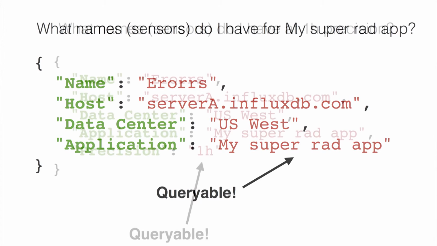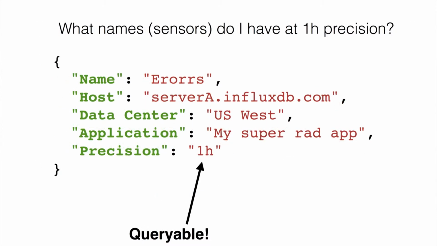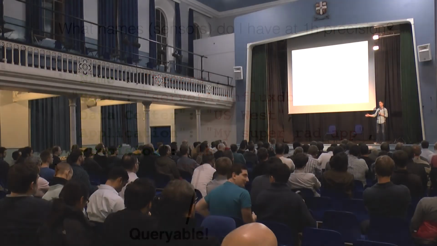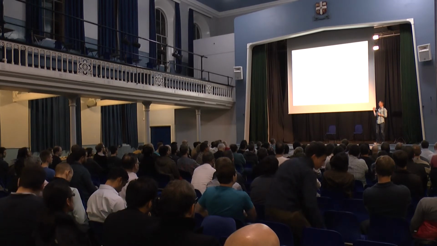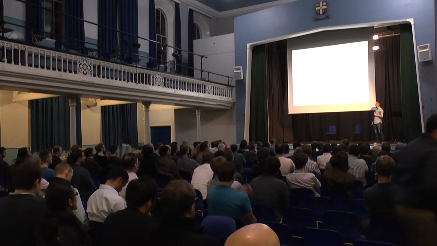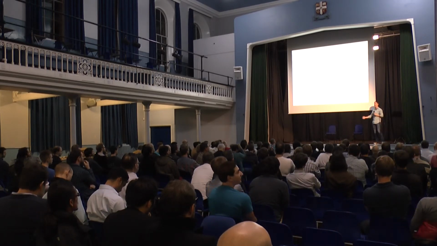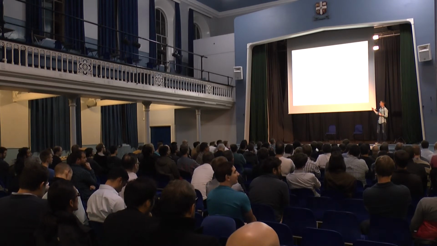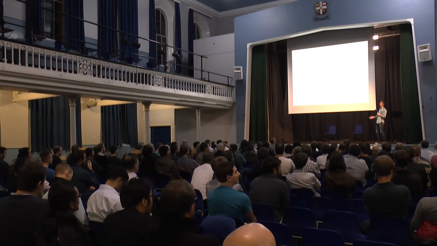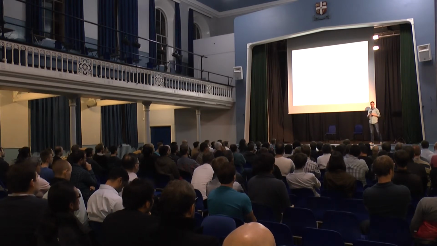Or, in our case, since you can store data at any precision, it's not fixed. You don't have to say ahead of time, okay, we're going to have these metrics that are in 10 seconds and these that are rolled up at a minute and all this other stuff. We let you store it however you want. So you could have precision as a tag or field that describes the metric. So you can say, oh, what metrics do I have at the 1 hour precision level?